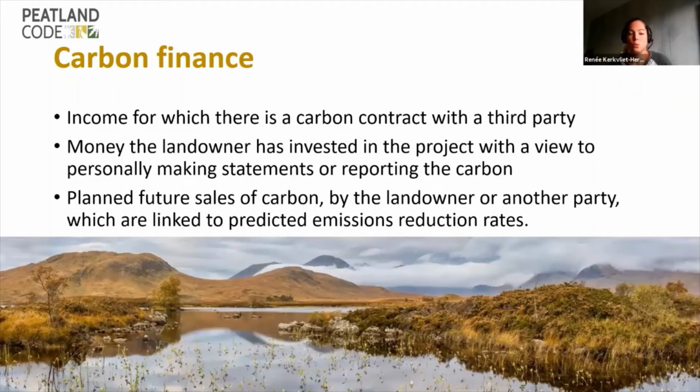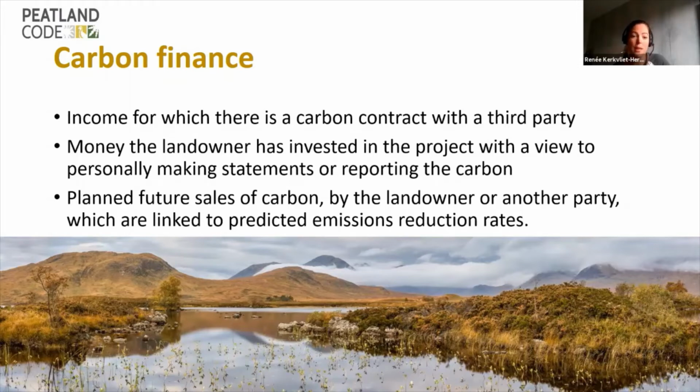In test 2, I talked about needing a minimum of 15% carbon finance. So what do we actually mean by carbon finance? Like I said, the carbon units coming off these projects legally belong to the landowner. It's up to the landowner to decide what they want to do with them: sell them all initially as pending issuance units, hold on to them and sell them as verified units later on, or make their own offset claims on them. With carbon finance, we mean income for which there's a carbon contract with a third party, so any sales that have happened or are planned to happen.